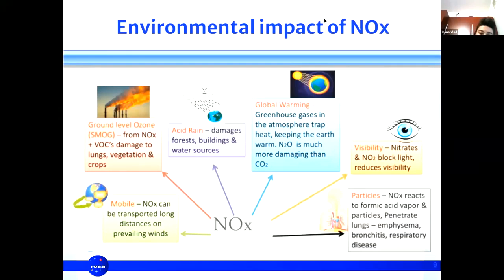And as I said in the introduction, the most important impact is on health, which causes respiratory diseases.